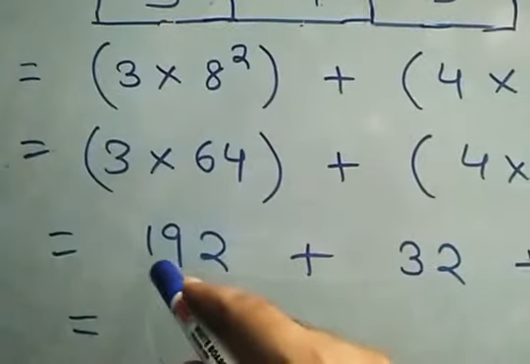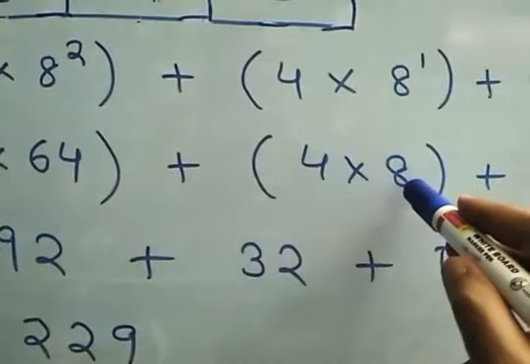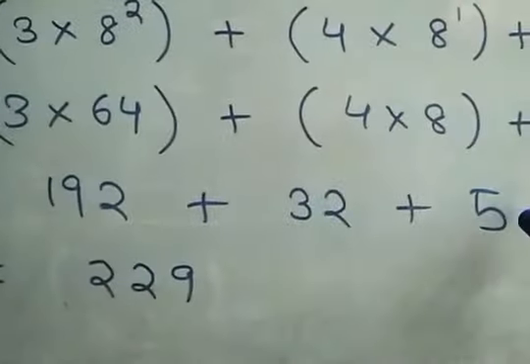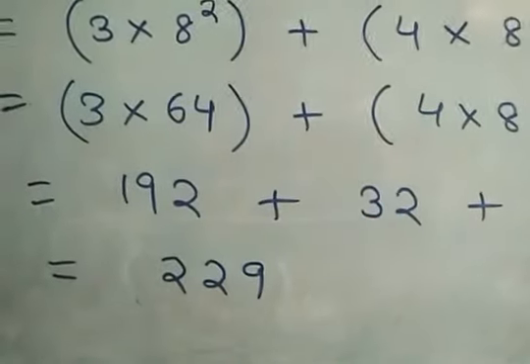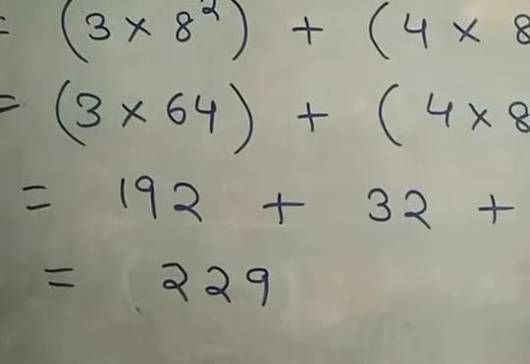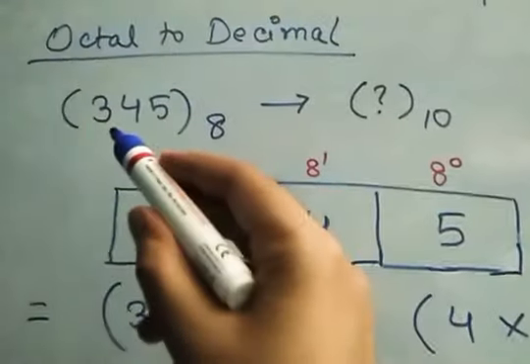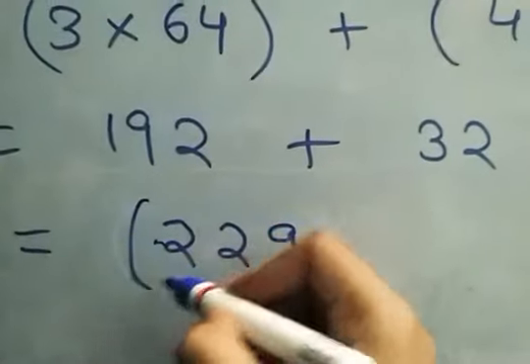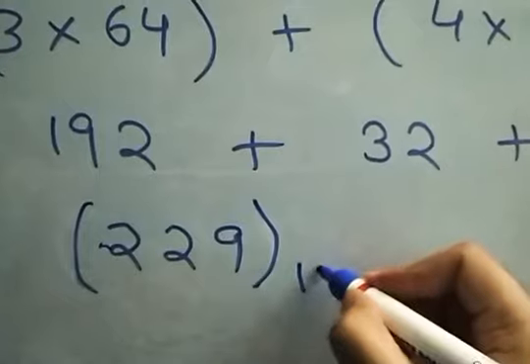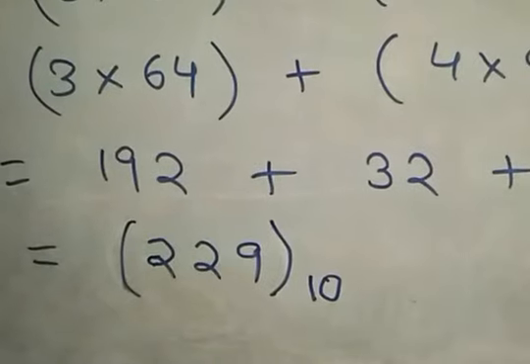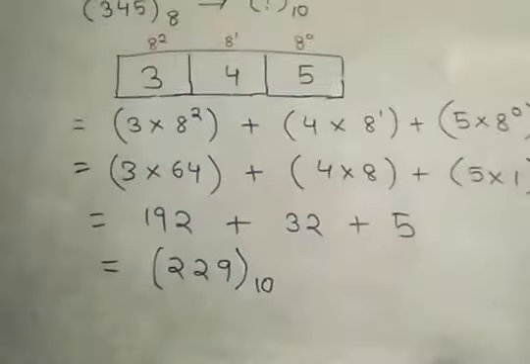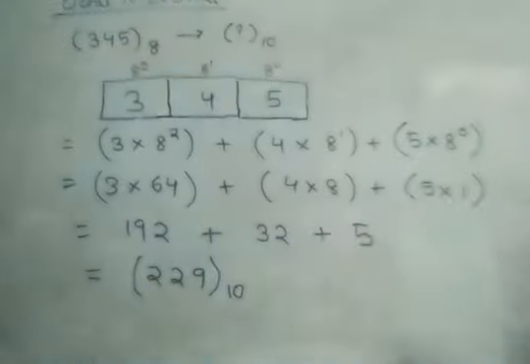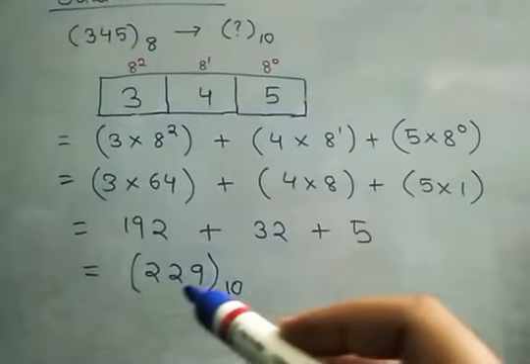So 3 into 64, 192, plus 4 into 8, 32, plus 5 into 1, 5. Add these 3 numbers, you will get 229. This is the decimal equivalent of 345. 345 in octal means 229 in decimal. So you put the base as 10. So 345 base 8 is equivalent to 229 base 10.